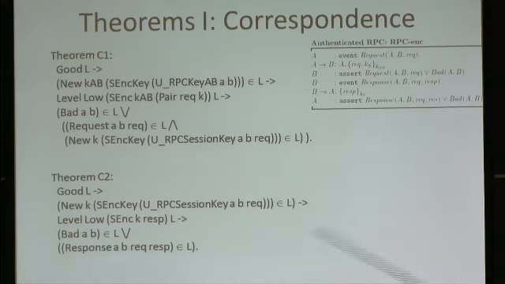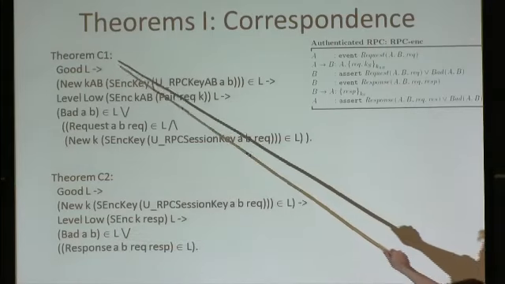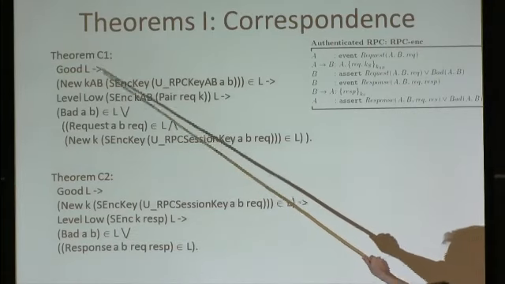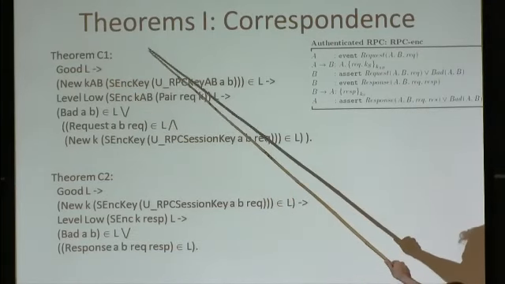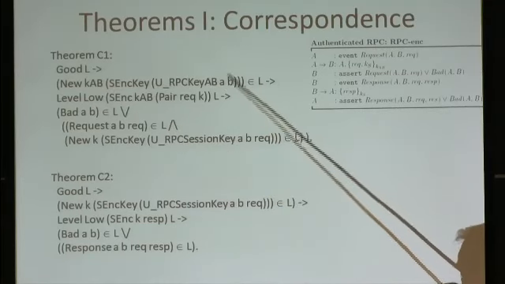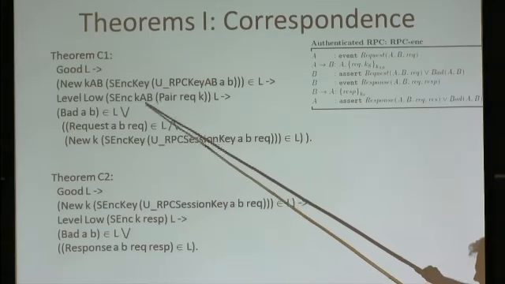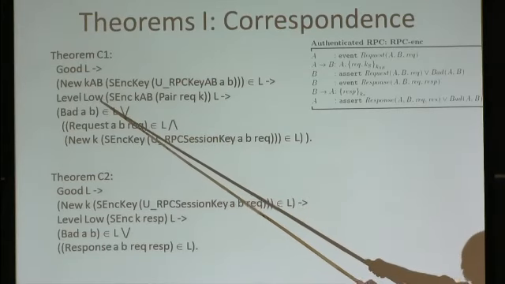So that's formalizing in logic your intuition about the protocol, and then we can define some correspondence theorems, one corresponding to each message. The correspondence theorem for message 1 says that if you've got a well-formed log, which is defined elsewhere, and you have a KAB that's a long-term key, and you actually have a ciphertext that's encrypted under KAB that's at level low, so it's on the wire.